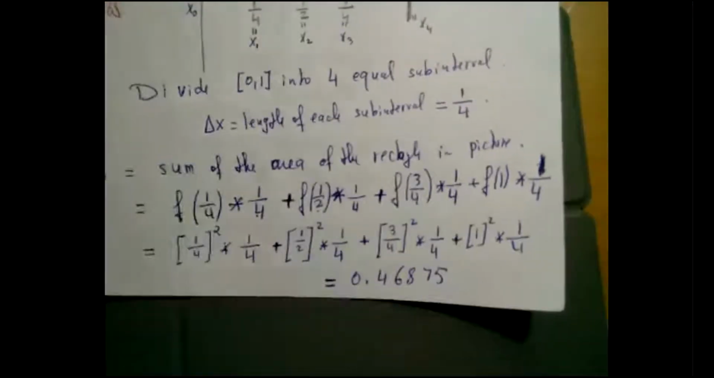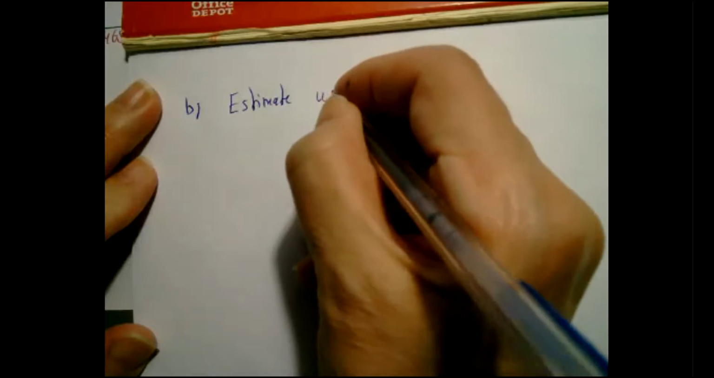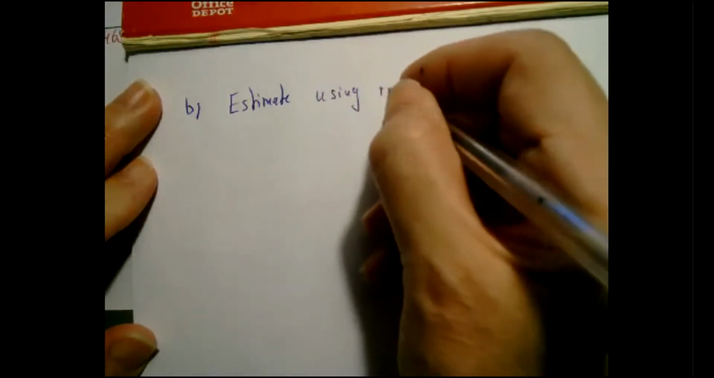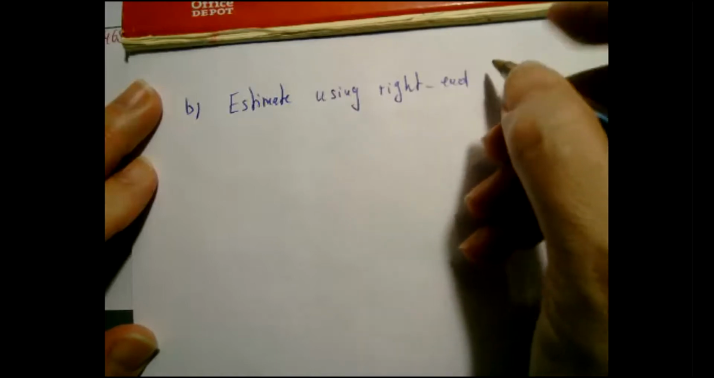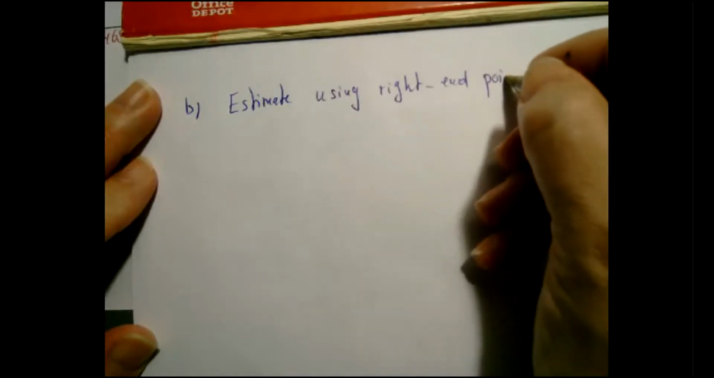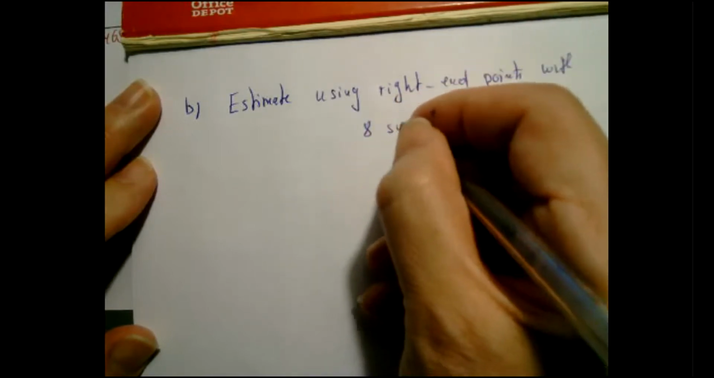So improve. It's the same problem. You can look at this part A and then part B if you want. It's the same problem. It's the same function. Now I'm going to do an estimate. So B, we're going to do an estimate using right endpoint. And then I'm going to talk about left endpoint, and then you understand what the right means here. Right endpoint with, let us say, 8 subdivisions.